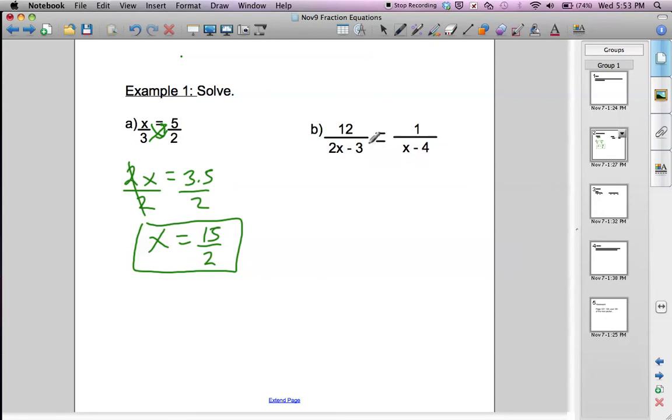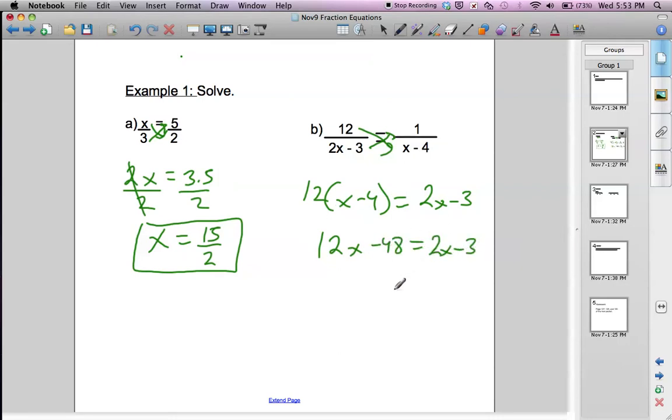Second equation, same thing. We've got a proportion, so we can cross multiply. So you're going to have 12 times x minus 4 equals, and 1 times that is just going to be that expression. Okay, here we can use distributive property. Get 12x minus 48 equals 2x minus 3. We've got variables on both sides, so you want to subtract 2x from both sides because that's the smaller coefficient. We will get 10x minus 48 equals negative 3.